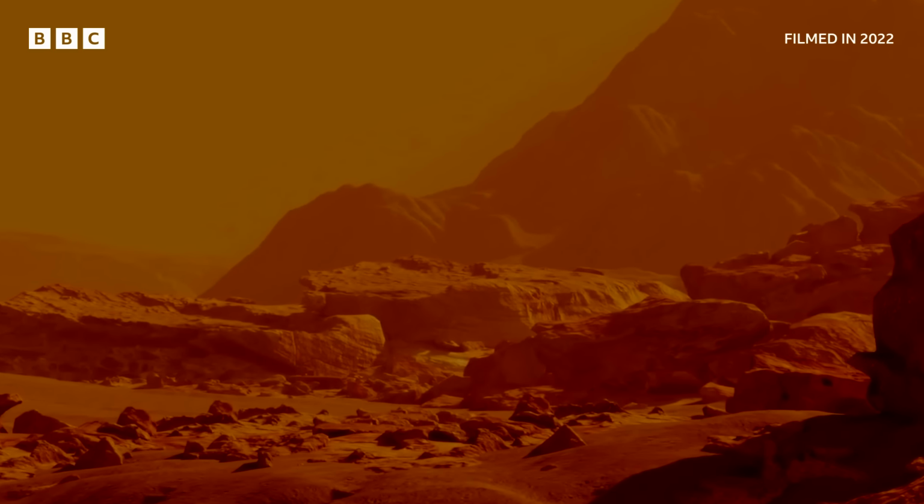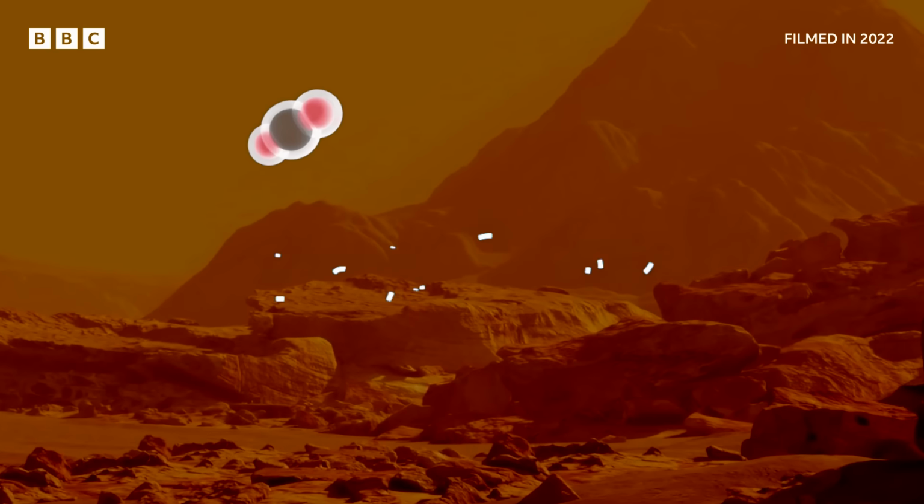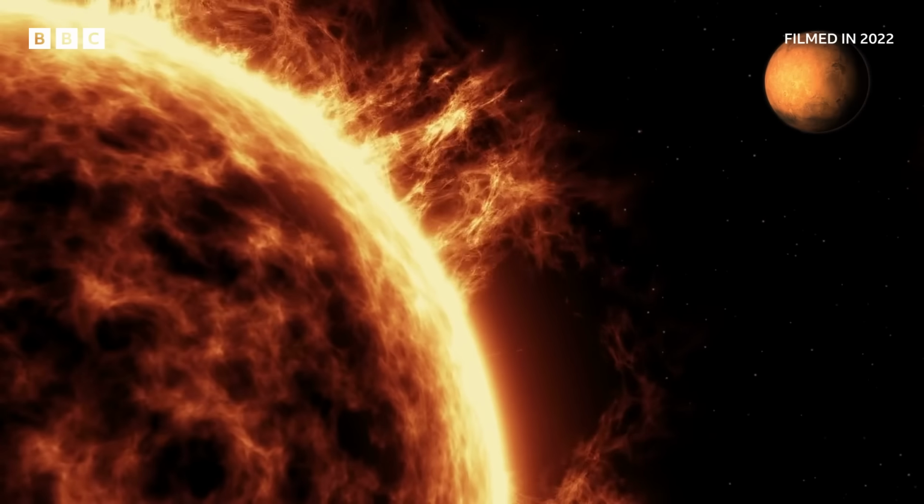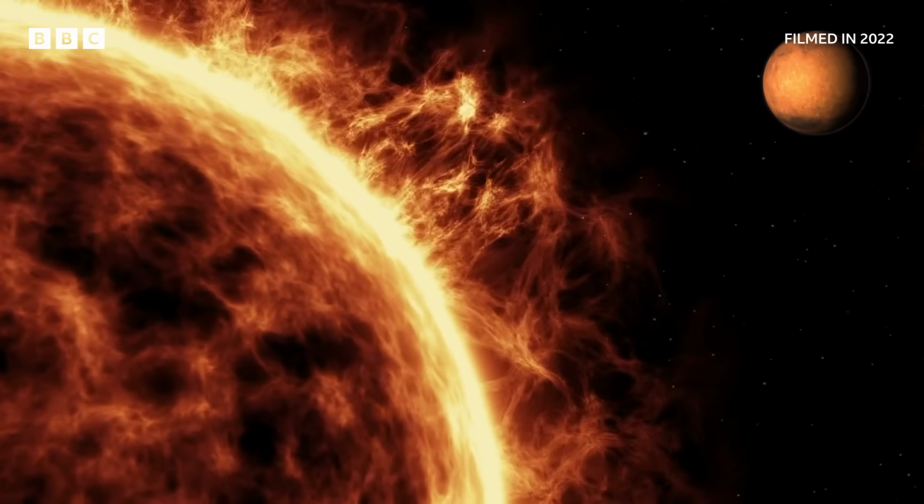Then there's the atmosphere, which is incredibly toxic. It's around 95% carbon dioxide. And to make matters worse, Mars is bombarded with radiation. And you get the idea. Mars is extremely dangerous. But luckily, there's a team of scientists who are actively trying to resolve these problems before we get there.